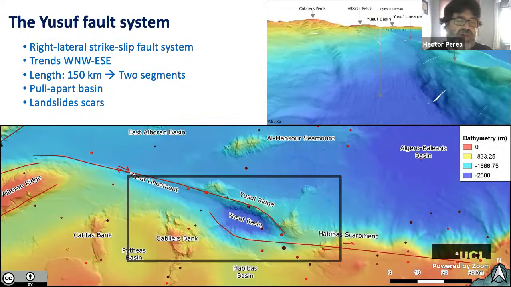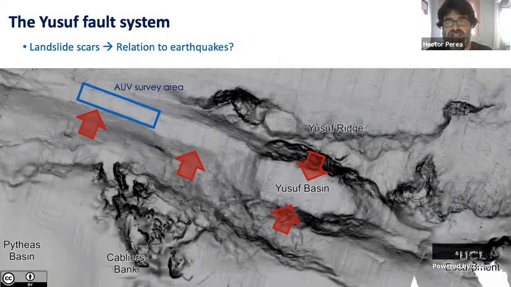Also, around the margins of this basin, next please, you can see a lot of landslide scars. And the question that arises here is if these scars are related to the fault occurrence or the earthquake occurrence in the area, or they are different things. Now, I will refer to this blue rectangle depicted in the northwestern part of this slide.